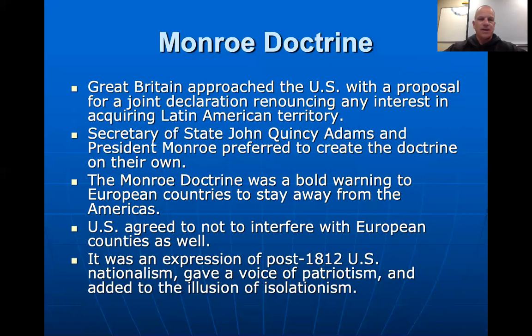So Secretary of State John Quincy Adams, who was the son of John Adams, and President Monroe got together and came up with what's called the Monroe Doctrine. It's a warning to European countries to stay the heck out of the Americas. On the other hand, the United States agreed not to interfere in European affairs. It basically said that the United States would look upon it as an act of war if any European country meddled in the Americas, which included North America, Central America, and South America.